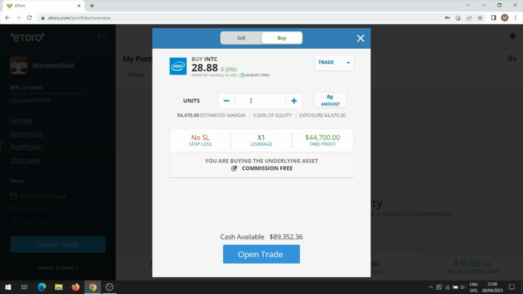When entering the number of units, the transaction amount is automatically calculated. I want to buy 1,000 units of Intel stocks. It will cost $28,890 at the moment.